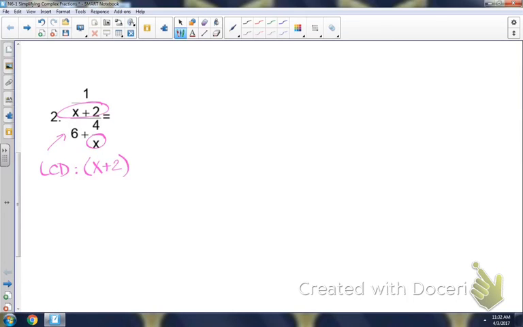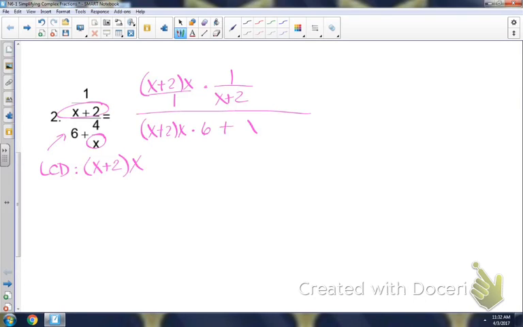This one, our denominator is x. We do not just have an x by itself in our LCD, so we need to bring that down. Okay, so our LCD would be x plus 2 times x. So I'm going to multiply everything by that LCD. So notice that the x plus 2's cancel. I'm left with x times 1 on top, which is just x.